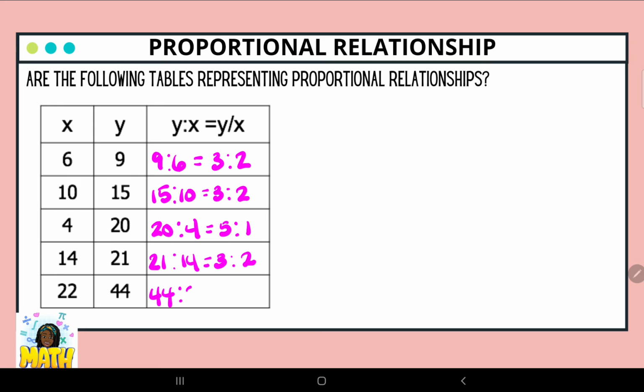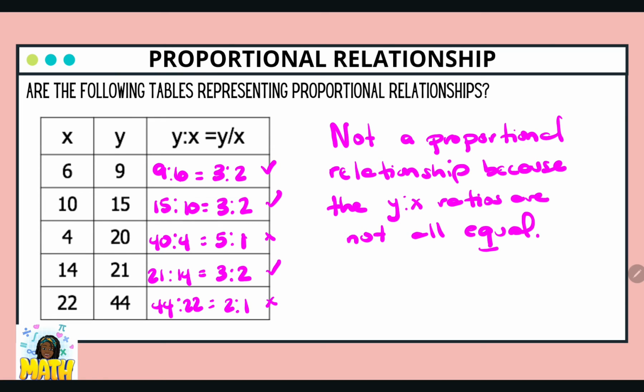And then 44 to 22. 22 goes into itself once, 22 goes into 44 twice, for a ratio of 2 to 1. So here, unlike the previous example, we have equivalent ratios in 3 places, but in 2 places it is not equivalent. Therefore, this is not a proportional relationship, because all of the ratios are not equal. Again, this is not a proportional relationship because the y to x ratios are not all equal.